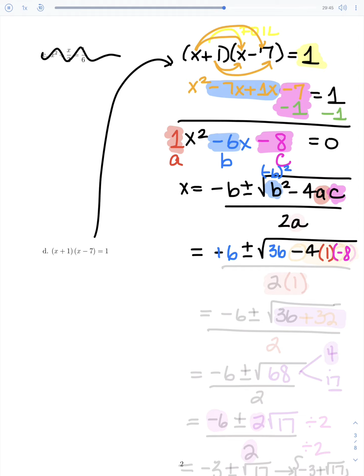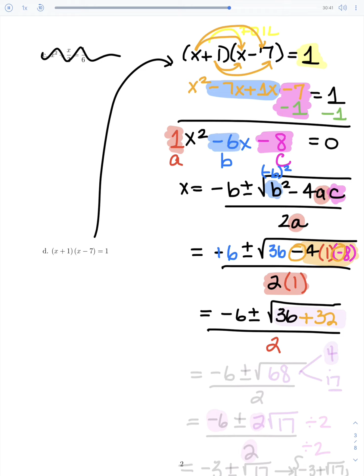And let's see what happens if we continue right along. On the bottom we will have our 2 times our a, but our a is 1. So on the top we have a 6 plus or minus, and on the bottom we have a 2 times 1, which we can go ahead and say is just the number 2. Now we need to work with what's inside of the square root. We know we've got a 36 inside there. The question is what happens with the rest of this. The 4 times 1 times 8. Well, 4 times 1 times 8 is a 32. Notice though, a negative times a negative will turn into a plus 32.